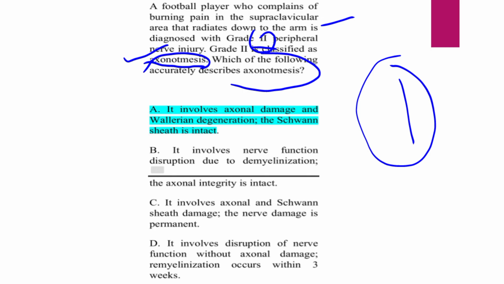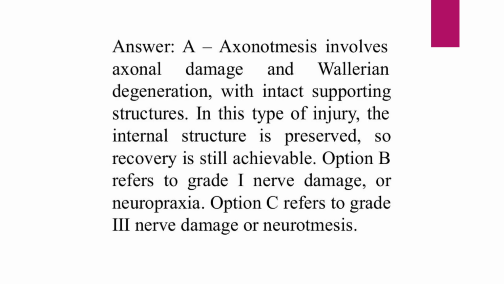We will discuss what axonotmesis is and what its features are. It involves axonal damage and Wallerian degeneration, while the Schwann cell sheath is intact. This is the correct option. In this type of injury, the internal structure is preserved, so recovery is still achievable.